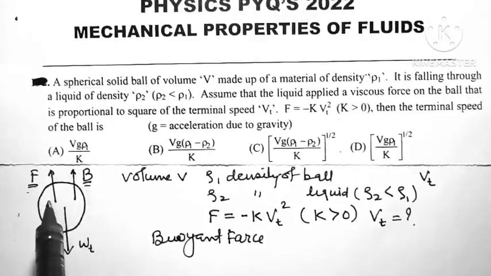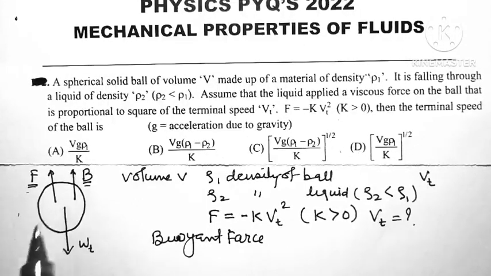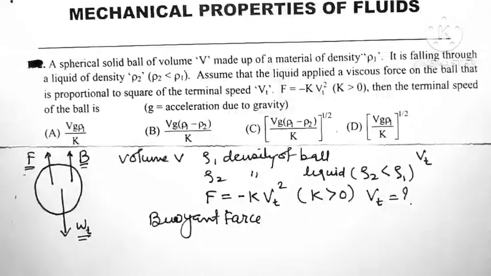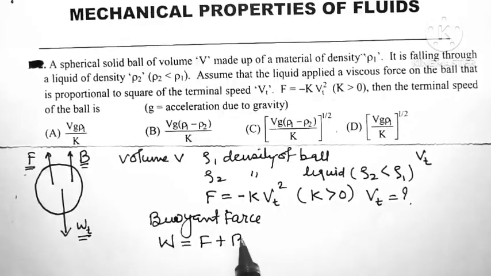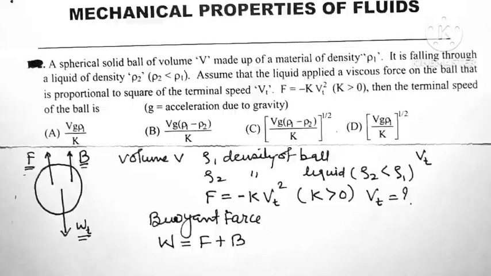Two forces, the viscous force and the buoyant force, are both acting in the upward direction, while the weight of the ball is acting in the downward direction. Then the weight of the ball must be balanced by the viscous force plus the buoyant force.